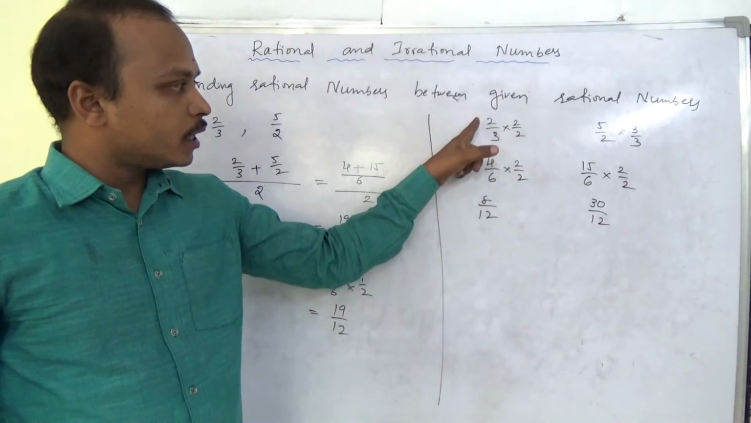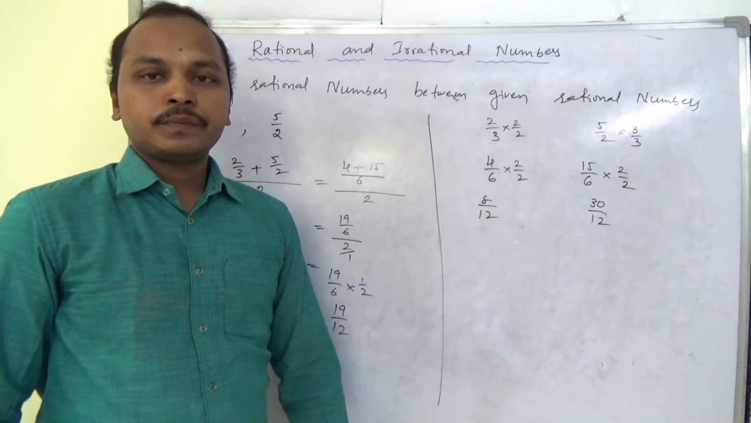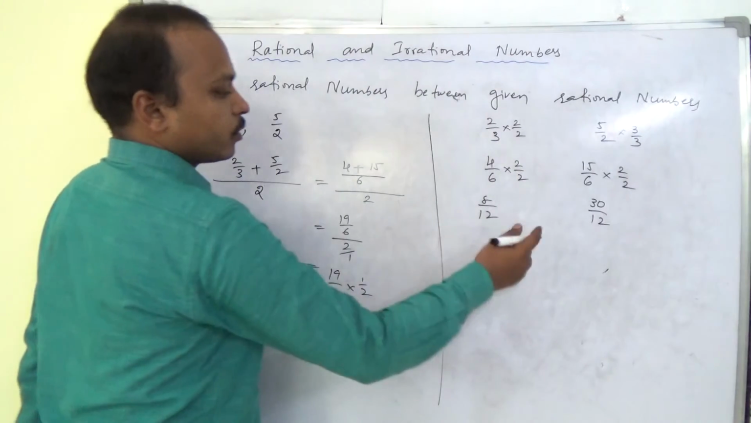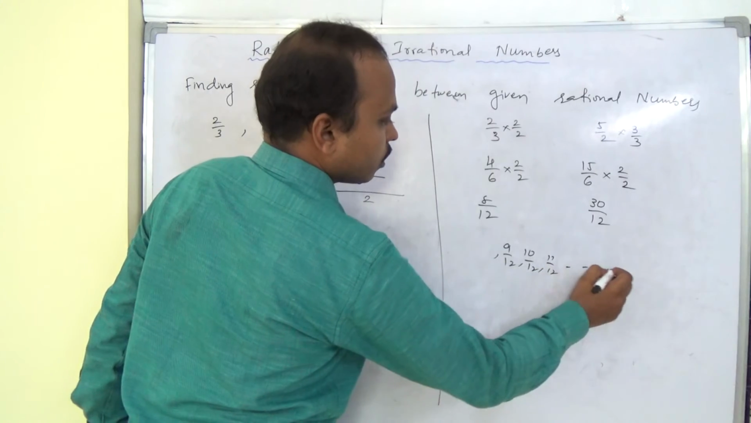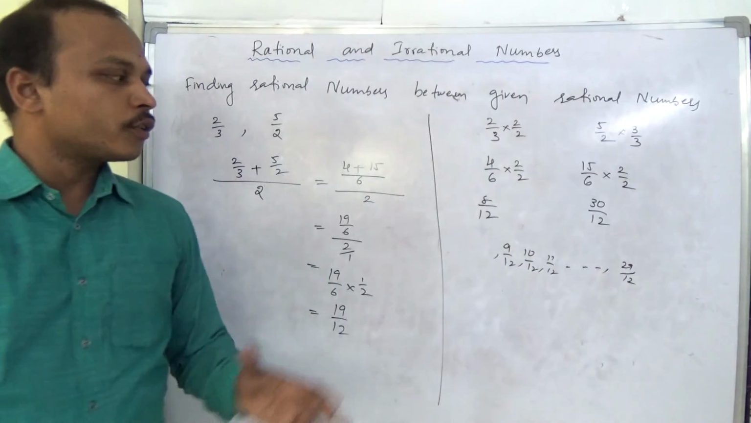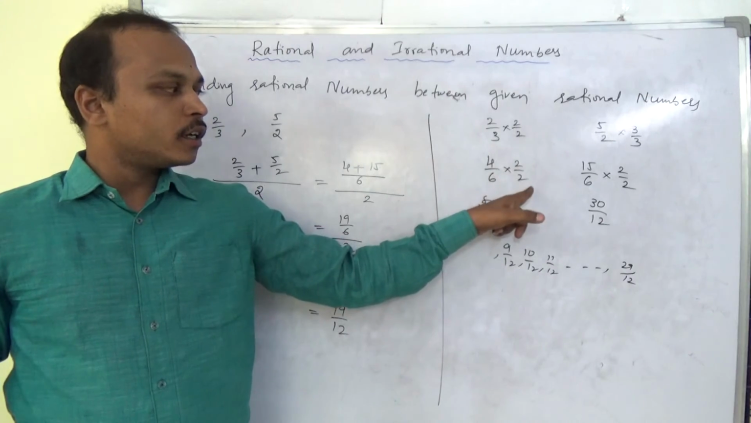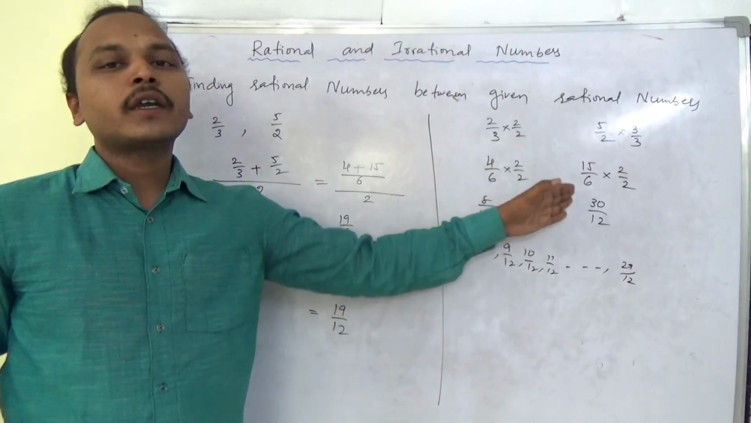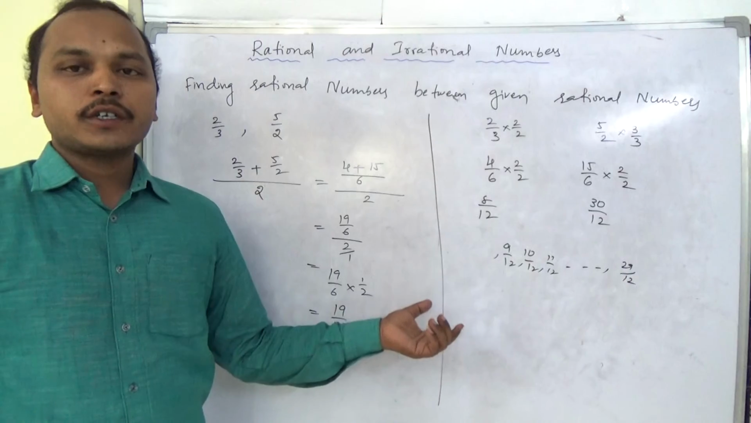8 by 12 is exactly equal to 2 by 3. 30 by 12 is nothing but equal to 5 by 2. Between these we can write many rational numbers: 9 by 12, 10 by 12, 11 by 12, up to 29 by 12. So many we can write. We just have to increase the denominator size by multiplying and dividing with the same number. Once the denominators are equal, then we can write any number of rational numbers between these two. So this method you can apply for any number of rational numbers we need.